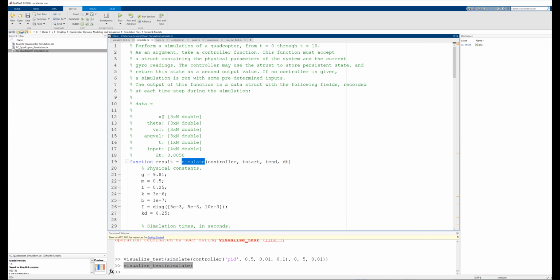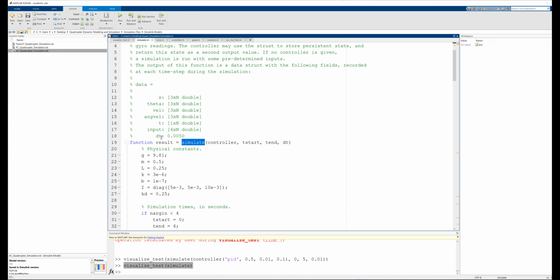So there is data, which is the output of the simulation. That actually is the x values, the distances or displacements in the inertial coordinate frame. Values of theta, which are the angular orientations. Velocity, which is the derivative of x. And then you have the angular velocity. And those, again, are used in these equations.